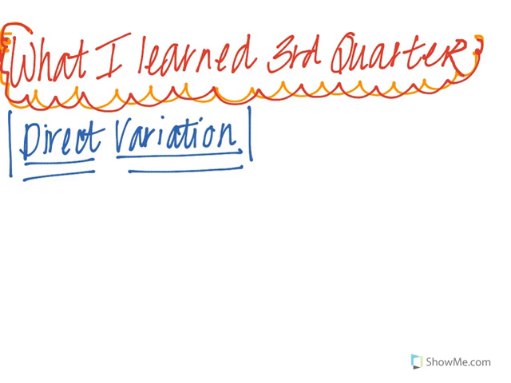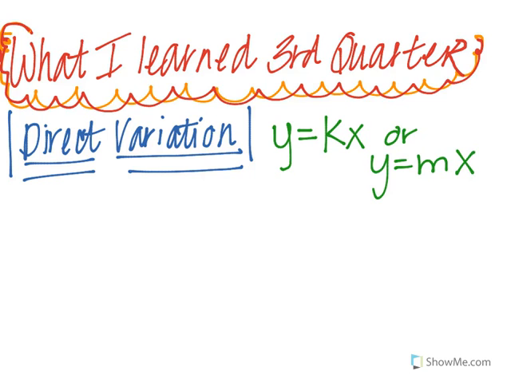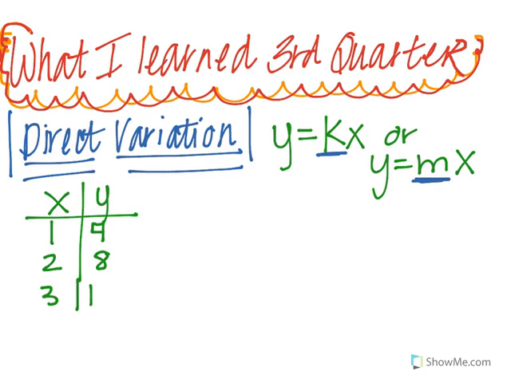Okay, to tell if something is direct variation or not, it has to be in the form y equals kx or y equals mx. Where we're looking at the k and the m, that's the slope if you're looking at a table. Something that is a direct variation would be an example of a table that is 1, 4, 2, 8, and 3, 12.